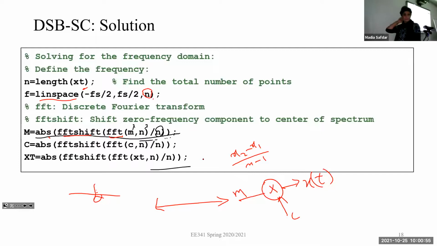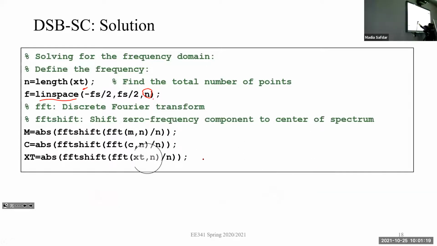Just write this. Is the code clear? Yes. So, did you see here? Why do you think all these three are the same? Can anyone tell me what is the difference between these three? Why are we doing three same commands? This is the Fourier of the message signal. This is the Fourier of the carrier signal. This is the Fourier of the modulated signal. Clear?